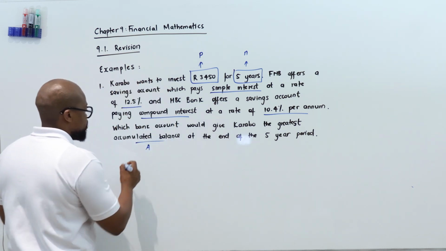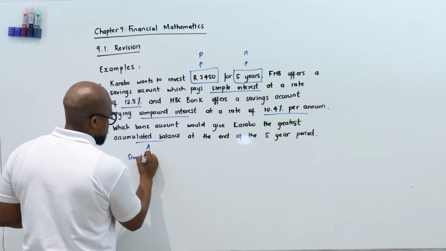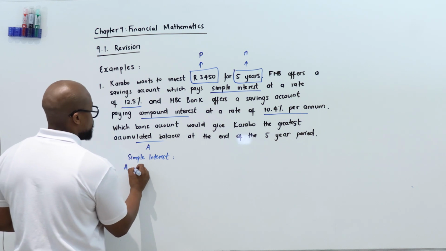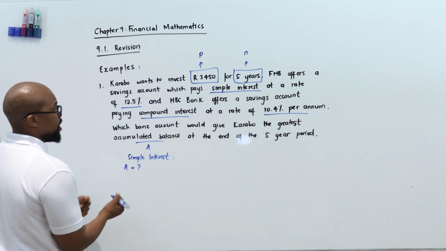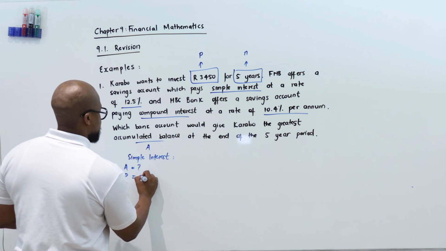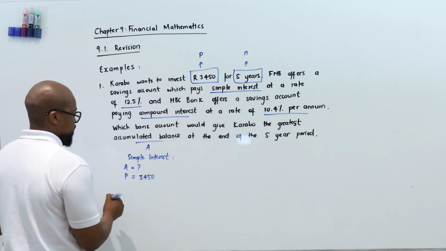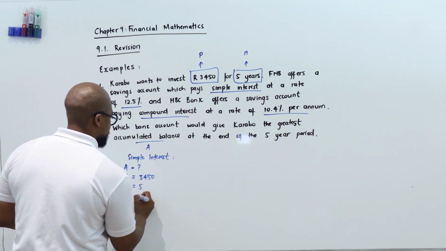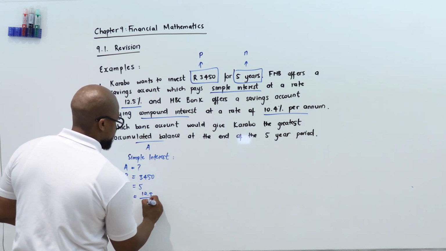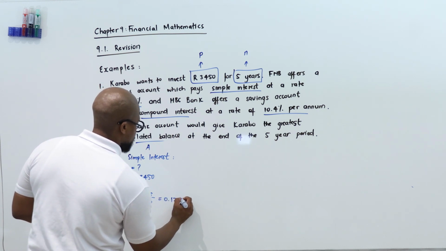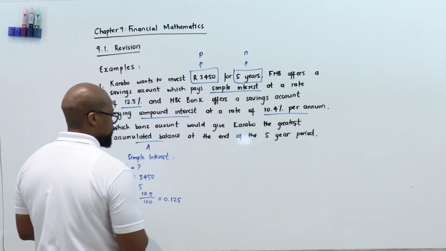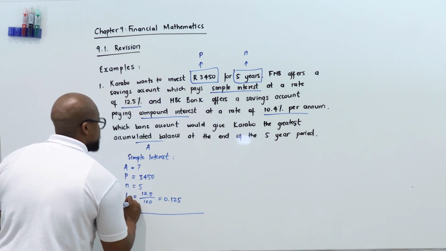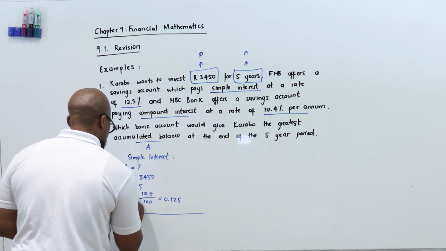Right, so now let's actually start with the simple interest question. So with the simple interest, this is what is given to us. We need to find the accumulated value, right? But what is given to us? The principal amount, and that's 3,450. It's given there. And we know that n is going to be 5 years. And the simple interest that's given to us is 12.5. So you're going to take 12.5 and divide it by 100, and that gives us 0.125, right?